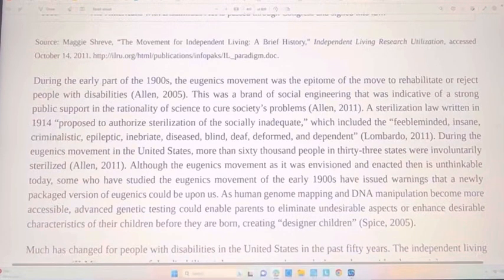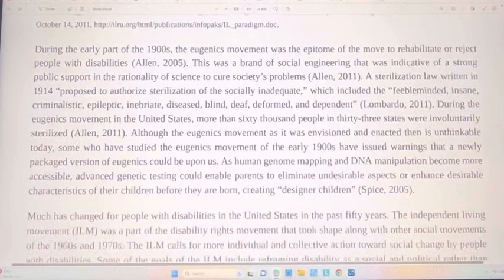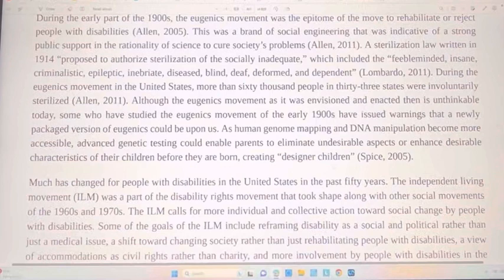Although the eugenics movement, as it was envisioned and enacted then, is unthinkable today, some who have studied the eugenics movement of the early 1900s have issued warnings that a newly packaged version of eugenics could be upon us. As human genome mapping and DNA manipulation become more accessible, advanced genetic testing could enable parents to eliminate so-called undesirable aspects or enhance so-called desirable characteristics of their children before they are born, creating designer children.